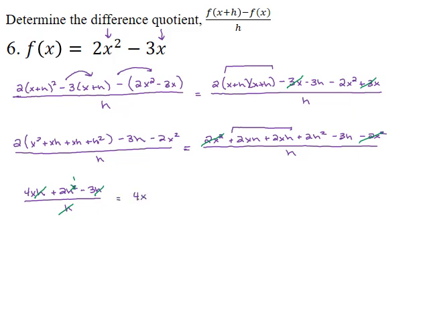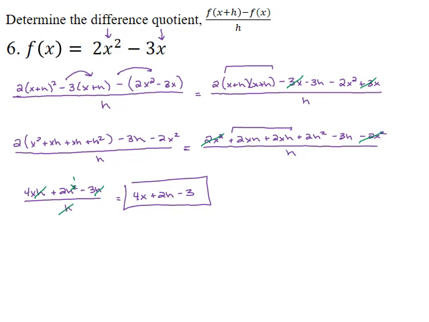You have a 4x, a plus 2h, and a minus 3. This is the simplified difference quotient of 2x squared minus 3x. And that's probably as hard as one I will give you. So if you can do one of that difficulty, you should be able to do any of the ones that I ask you to do on your homework. So very good.